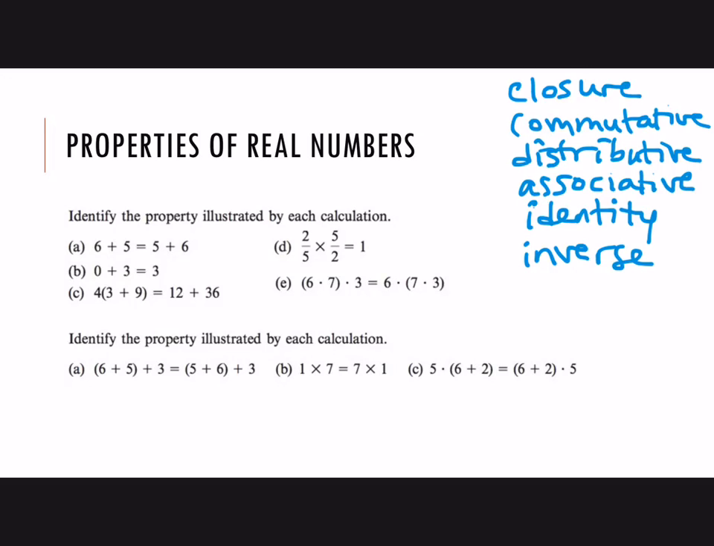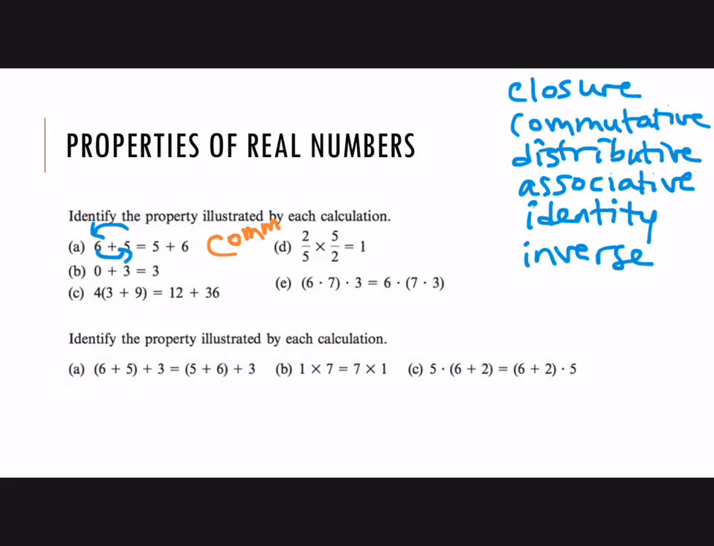In example A here, 6 plus 5 equals 5 plus 6. Basically, you're just checking to see what's different about the left side of the equal sign from the right side, and then match it up with one of the properties. So 6 plus 5, 5 plus 6, what's different? Well, it's the 5 and the 6, they've switched places. So it's the commutative property that says that you can switch the order of numbers like that and still get the same answer.